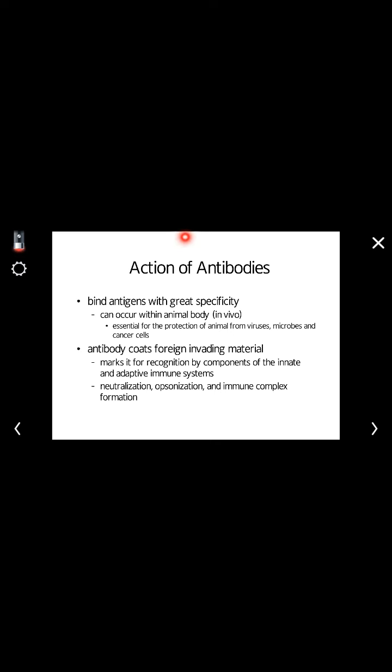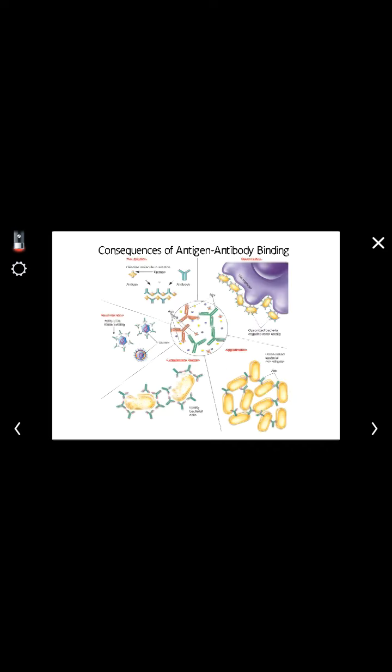So, action of antibodies. These bind antigens with great specificity. This can occur in the animal body, in vivo, and can also occur outside the body. They are essential for the protection of animals from viruses, microbes, and cancer cells. Antibodies coat foreign invading material. This is opsonization. It marks it for recognition by components of the innate and adaptive immune systems. Antibodies can undergo neutralization, opsonization, and immune complex formation.